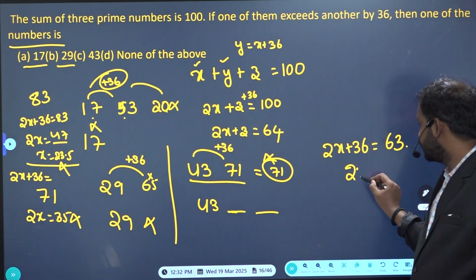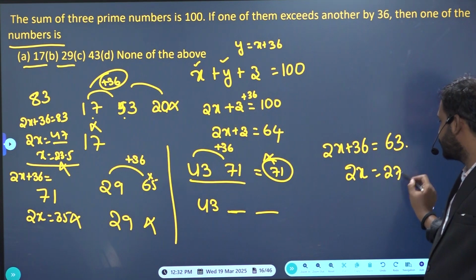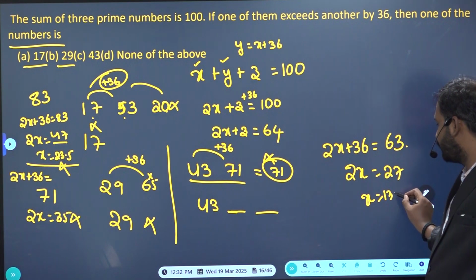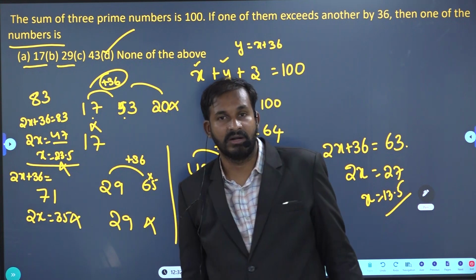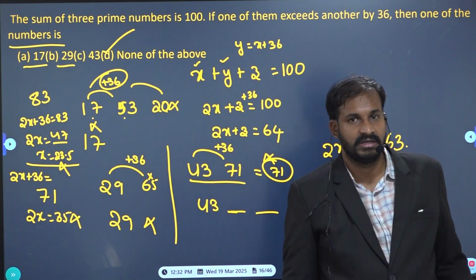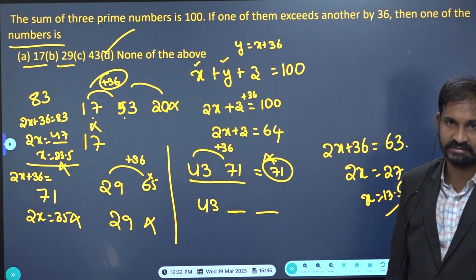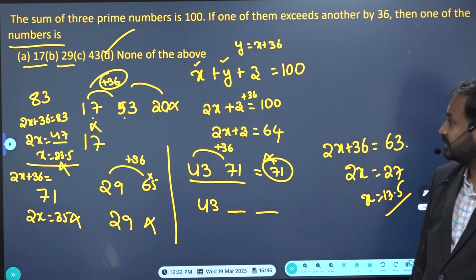And the 2x value will become what for me here? 27. So x will become what? 13.5. Like this also I am not getting the answer. So here our answer becomes none of these. None of these will be our answer in this case.